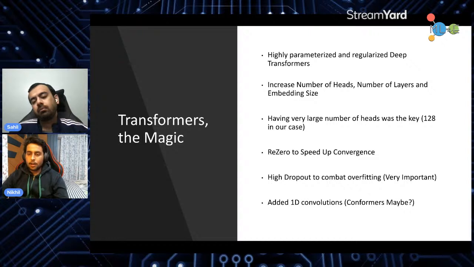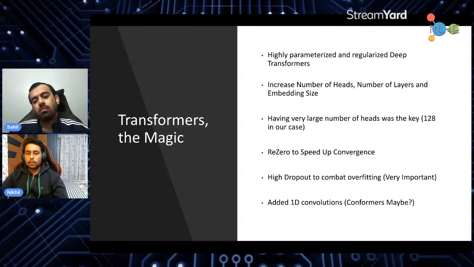ReZero is a paper in which they describe how to train deep neural networks with residual connections. What you basically do is, instead of simply adding the output of the previous layer and the current layer, you take an additional parameter, say alpha, and multiply it with the output of the current layer, and then add the output of the previous layer. What it does is it helps the network decide how much of the current information you want to retain before moving forward, right?